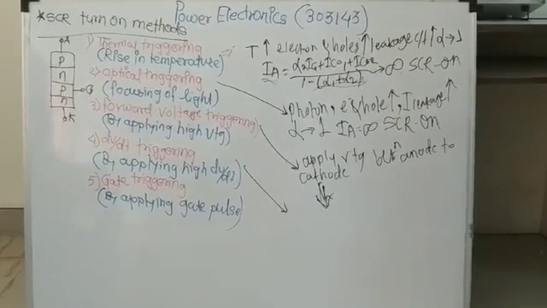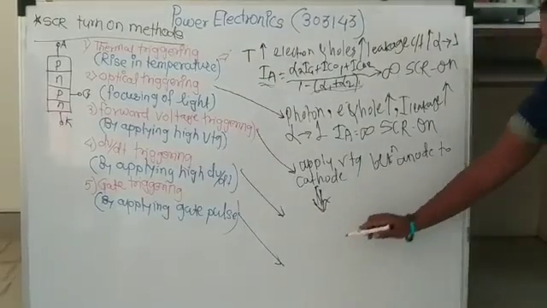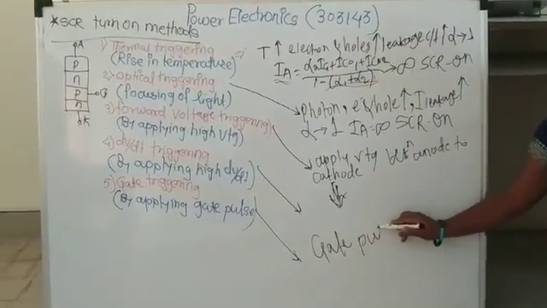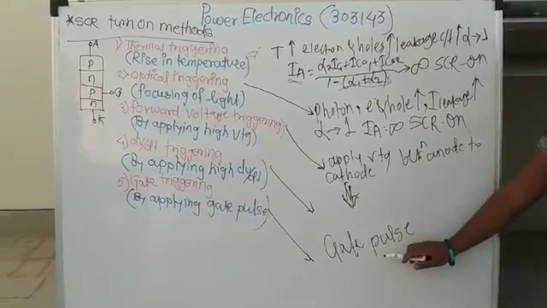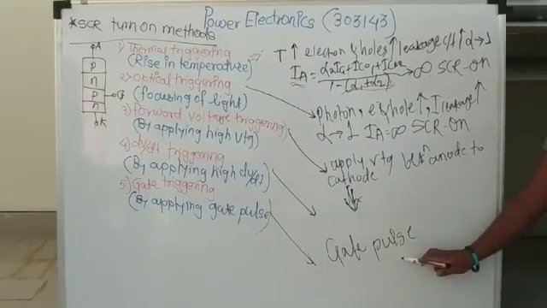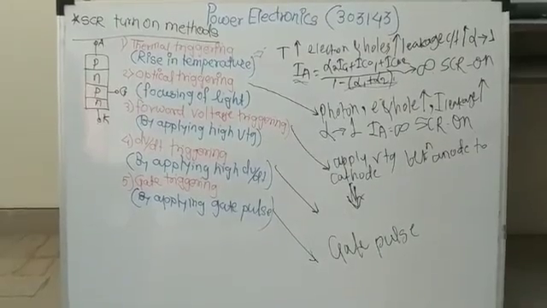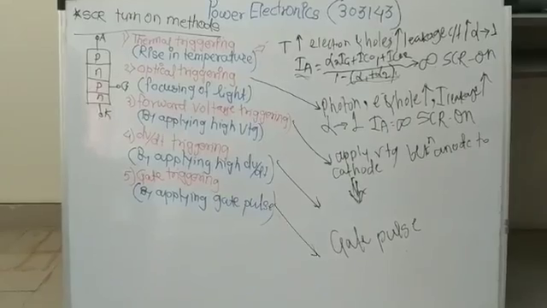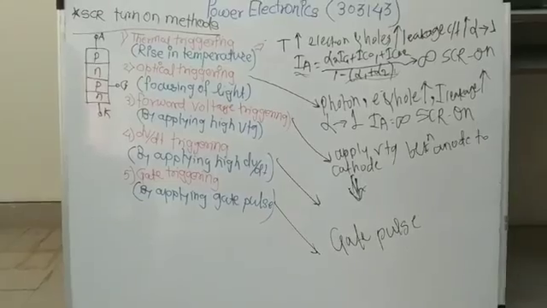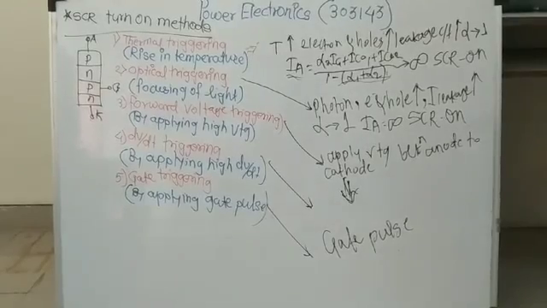Now the last method is gate triggering. In this gate triggering, we have to give the gate pulse. In this method, we apply the voltage between anode and cathode as well as a gate pulse. Means we connect two batteries. The first battery is connected between anode and cathode, with the positive terminal connected to the anode and the negative to the cathode. The second battery is connected between gate and cathode, positive to the gate and negative to the cathode.